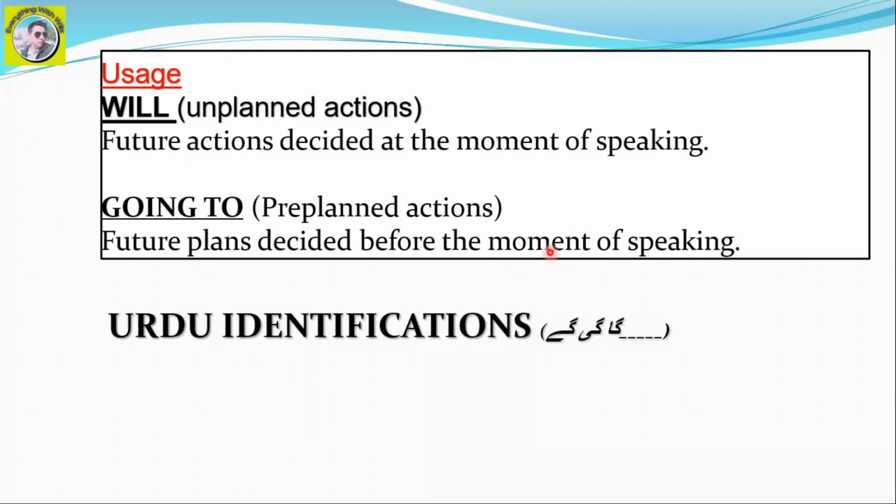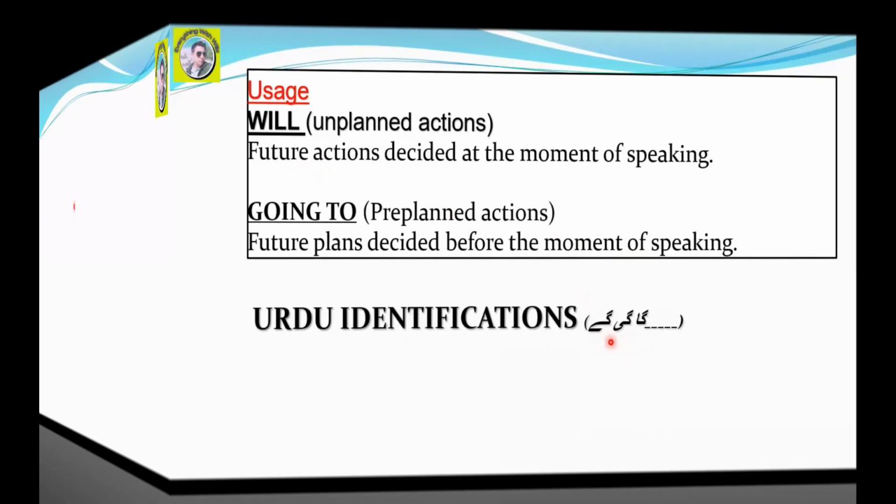So this is the difference between going to and will. और मैंने इंग्लिश उर्दू दोनों में एक्सप्लेन कर दिया. And now, what exactly are the identification at the end of the sentence? दोनों जुमलों के end में गा, गी, के आता है. जाऊंगा, खाऊंगा, लाऊंगा. Going to के भी निशानियां उर्दू में यही हैं और will की भी निशानियां यही हैं.